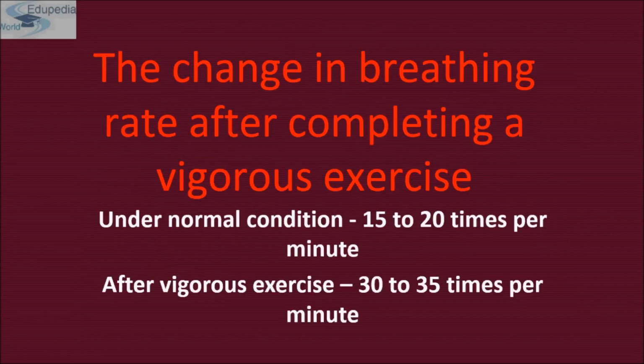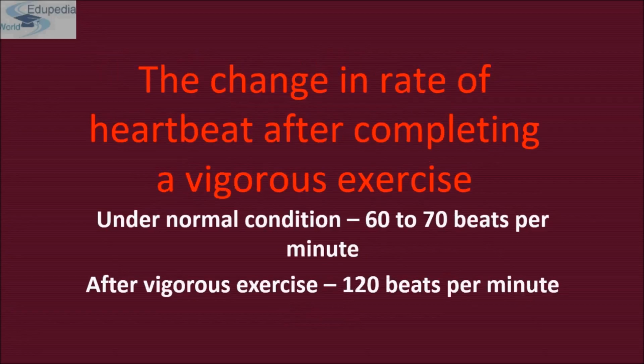The breathing rate under normal conditions is 15 to 20 times per minute, but after vigorous exercise it increases to around 30 to 35 times per minute. And the heartbeat rate under normal conditions is 60 to 70 beats per minute, and after vigorous exercise it exceeds 120 beats per minute.